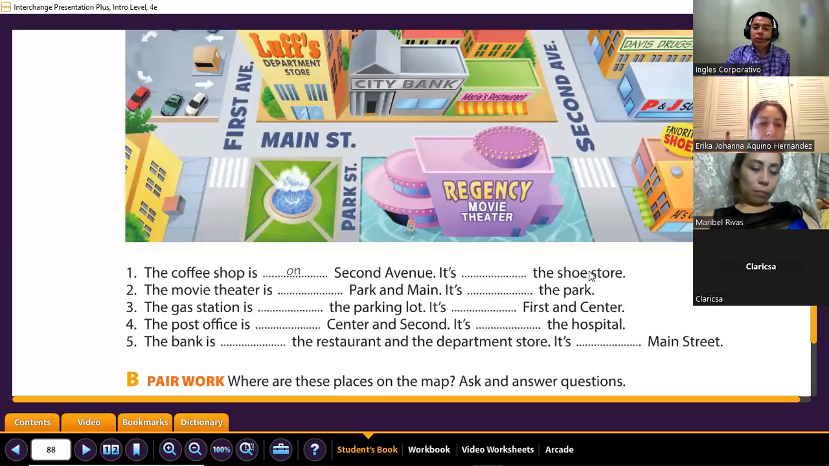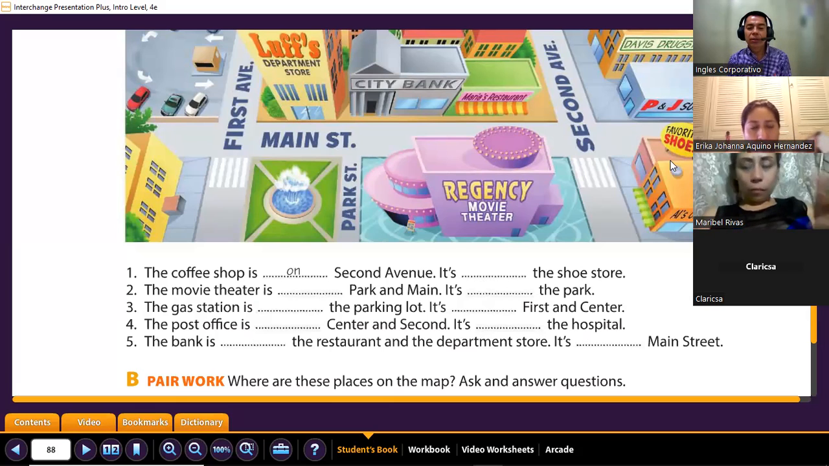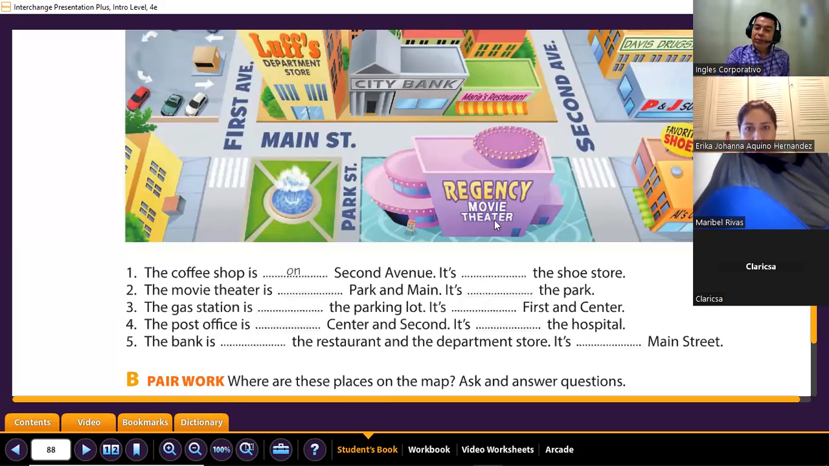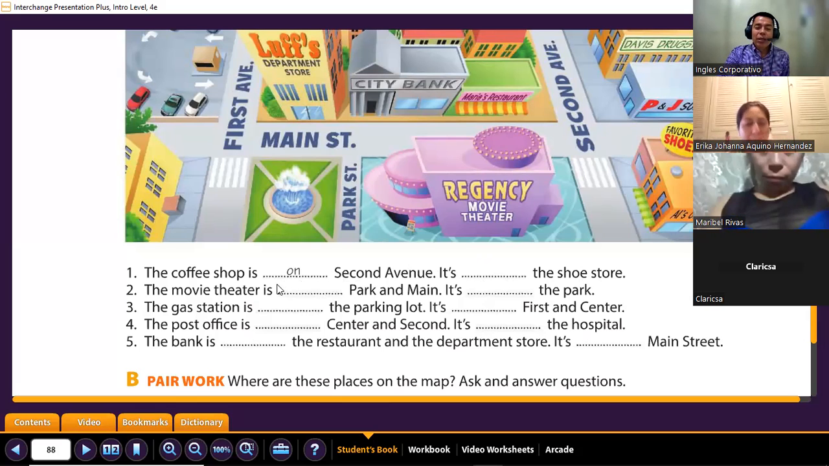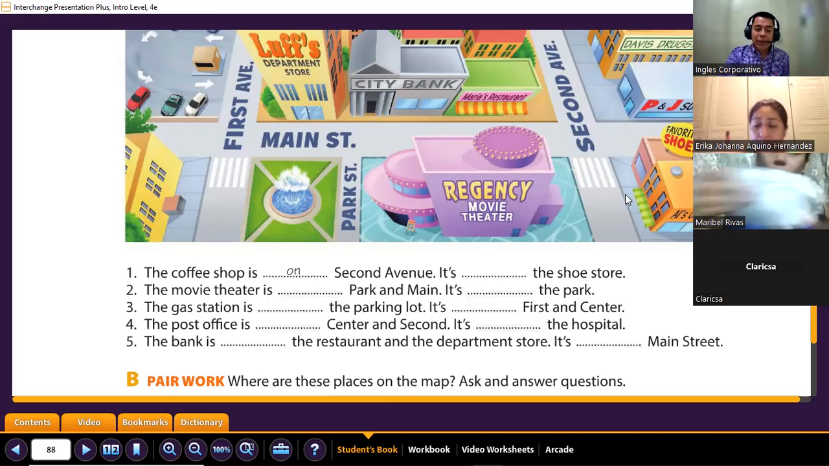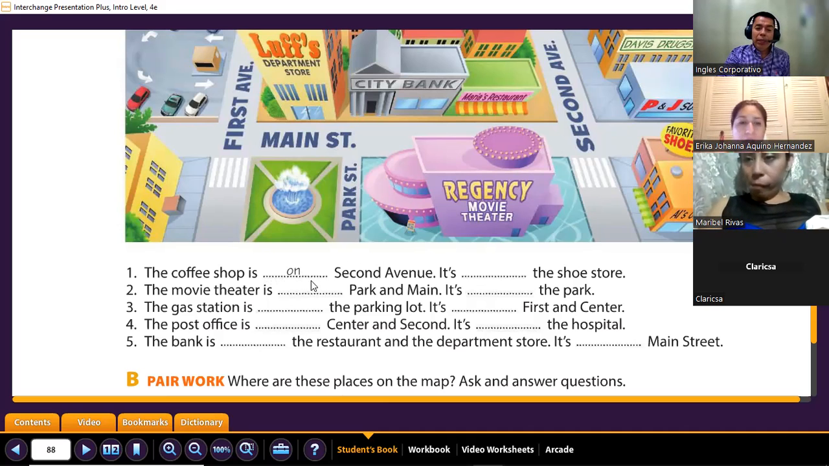Okay, it's the shoe store, is it? Shoe store. What is it? On, next to, between, across. What is it? Next to. It's next to the shoe store. Okay. Sorry, but it's too small. Este paso es muy chiquito para poder escribir. Así que sorry. So, the coffee shop is on Second Avenue. On Second Avenue. It's next to the shoe store. Look, next. Now, please, repeat after me. The coffee shop is on Second Avenue.